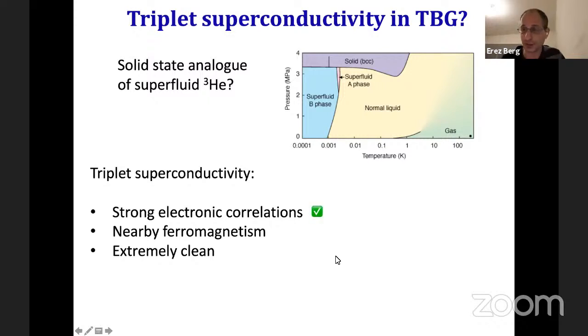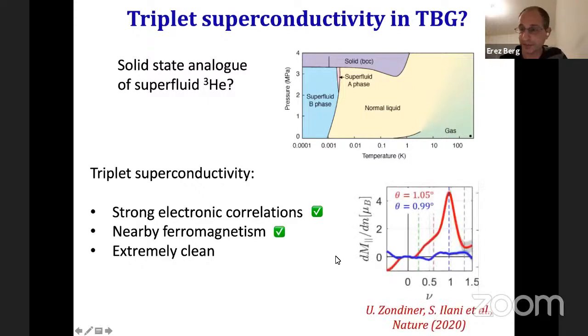Definitely there are strong electronic correlations by taking this flat band limit. That's exactly what you get. There's nearby ferromagnetism, so that's pretty well established by now. In twisted graphene, among other experiments, there's this recent experiment by Shahal Ilani's group at the Weizmann Institute, where they measured the derivative of the chemical potential as a function of in-plane field, which is a direct measurement of the spin magnetization.